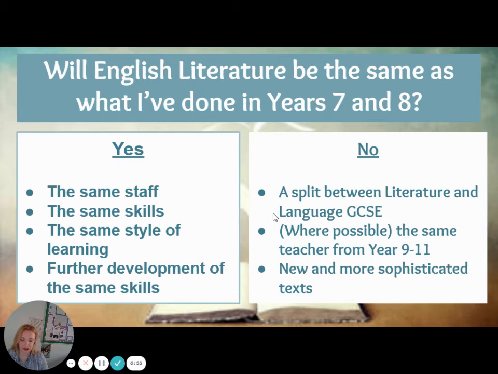So students will see, just like in language, we've got a split between literature and language classes, that they're clearly identified on timetables as being separate subjects, and they may often find that they have separate teachers for literature and language. We do try and keep teachers the same from year 9 to year 11 to build really positive working relationships between students and their teacher and a really clear understanding of a child's potential and what their next steps are for learning. And they will recognise that the texts are becoming more sophisticated as we move across the key stage as well.